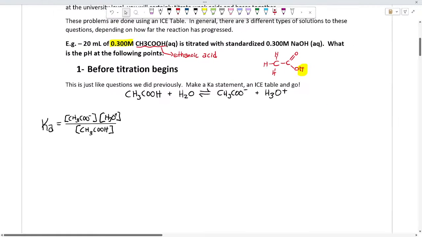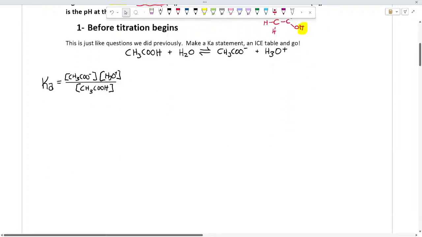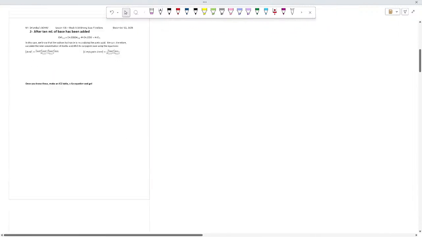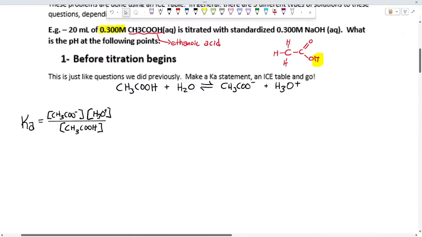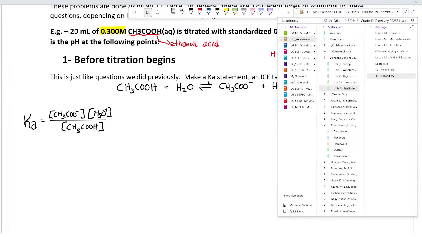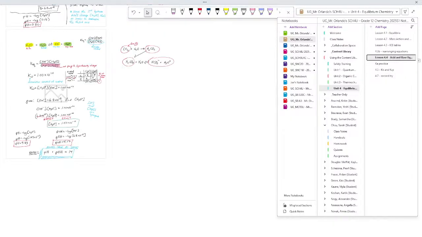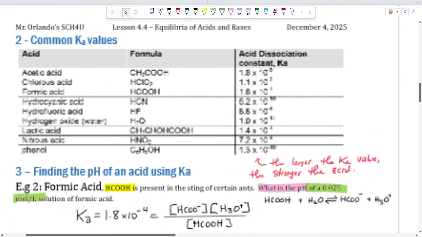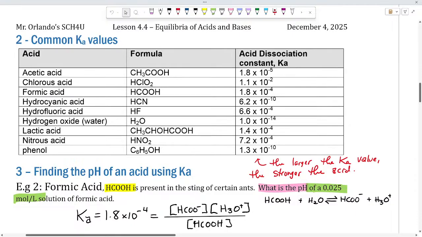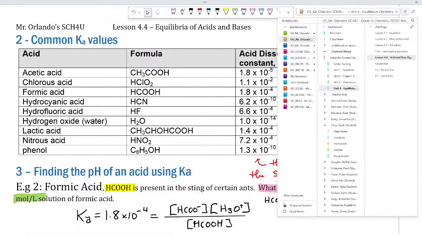And we could look up the Ka of ethanoic acid. I don't think I put it on this note, but in our previous note, we have the Kas, in our Ka one. So we could look up ethanoic acid, also known as acetic acid. Ka is 1.8 times 10 to the negative 5.